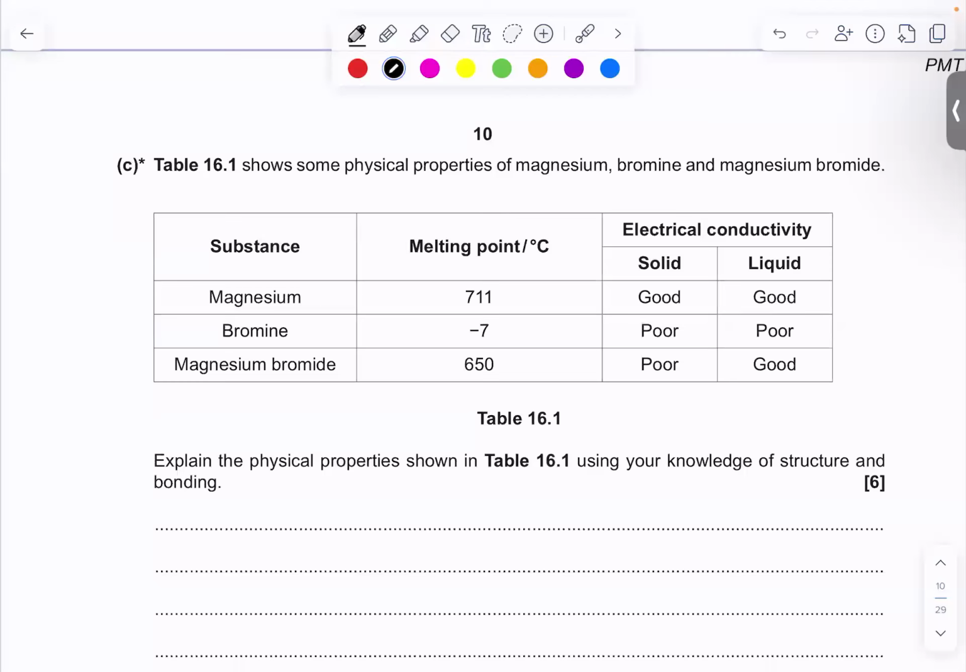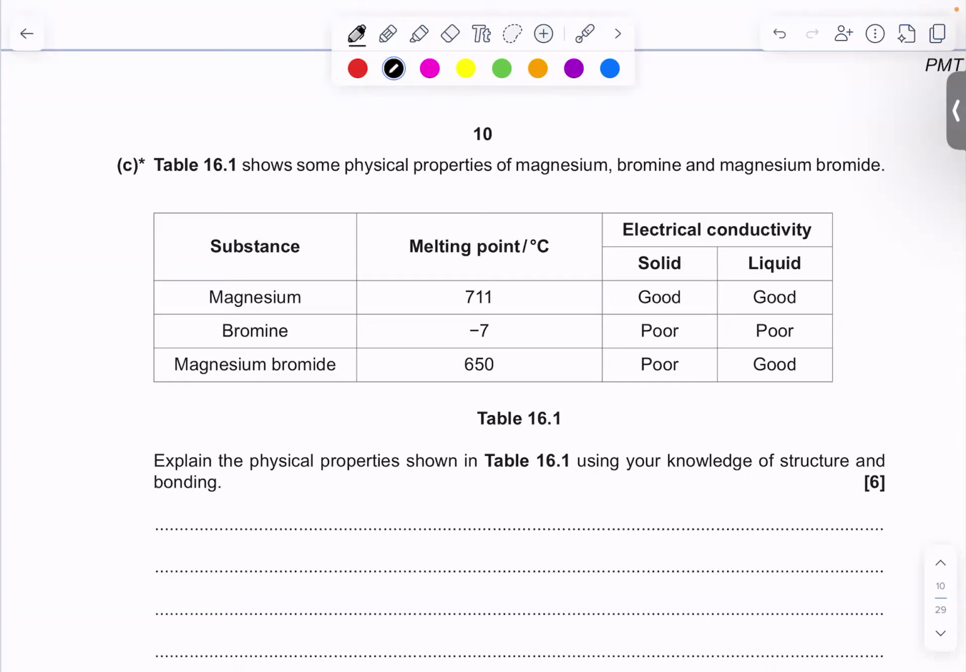So the answer is magnesium. It has the highest melting point because there is a strong attraction between the metallic cations and the sea of delocalized electrons, and it has a giant lattice. Then comes bromine. Bromine is a simple molecular substance, and the only forces present between Br2 molecules are weak intermolecular forces, that is temporary dipole and induced dipole, because there is no difference in electronegativity as both atoms are the same. Are you getting my point, Maya?